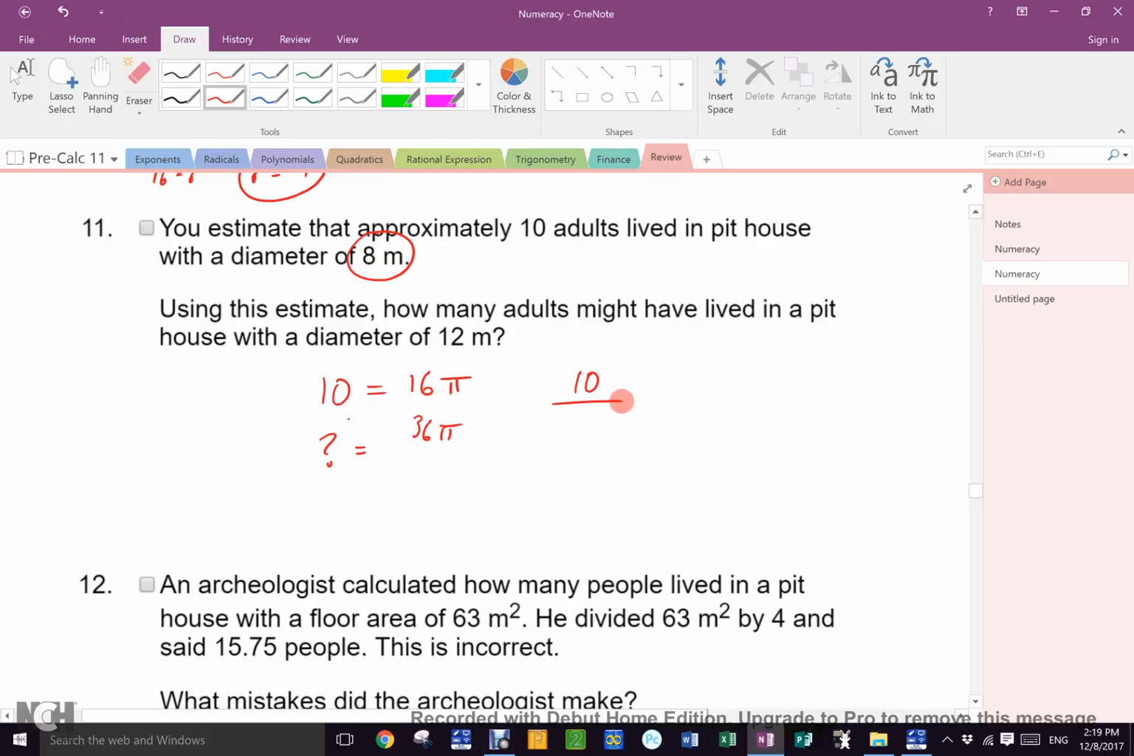So if 10 adults fit in 16 pi, how many adults fit in 36 pi? Do I care about the pies? No. How many times did I have to multiply 16 by to get 36? Twice and a bit. 2.25, right? So what do I got to multiply this by? 2.25, which is 22.5, which is 22 or 23. Both of them would have been acceptable.